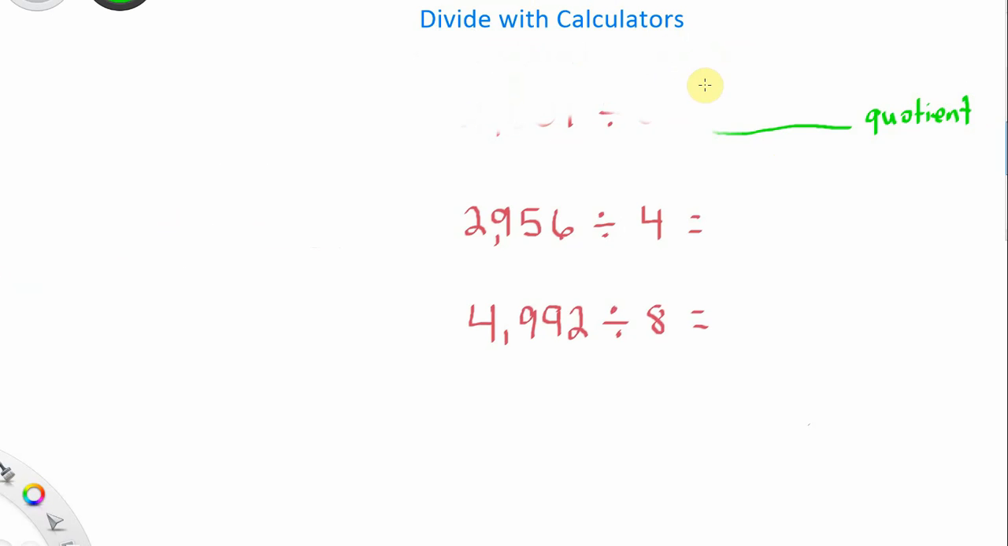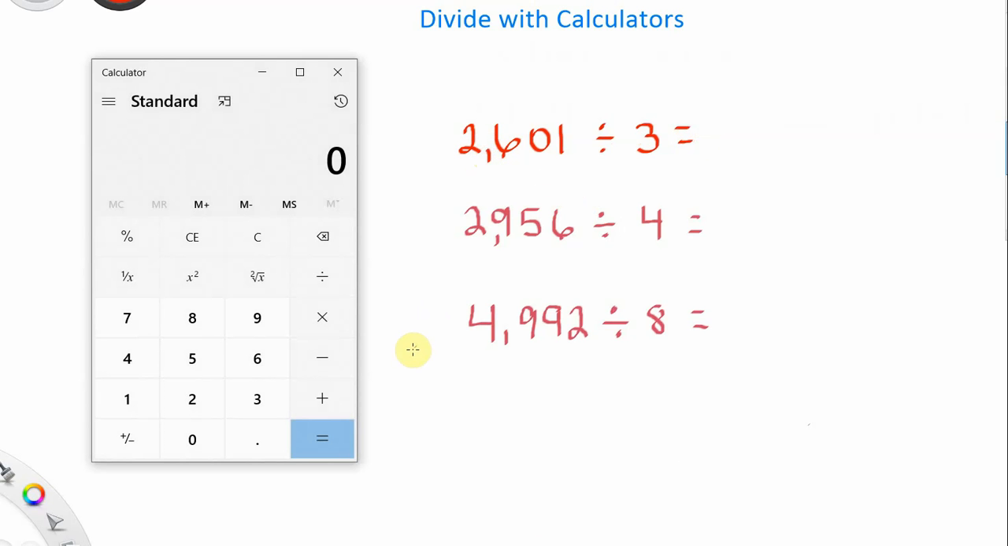So I'm just going to erase that all for a second, and I'll get that back on here. All right, so the first question that we're going to look at is 2,601 divided by 3 equals. So we should be getting really good at doing long division now, but we haven't really looked at how to do this on a calculator. So how can I divide 2,601 divided by 3 using my calculator?